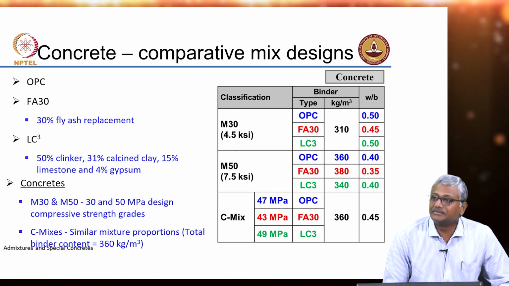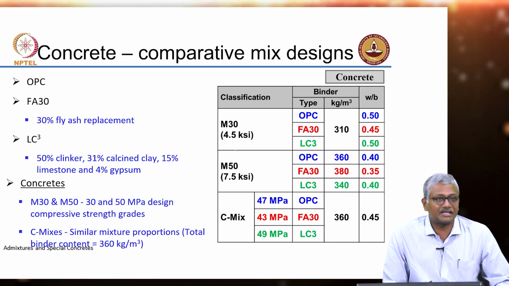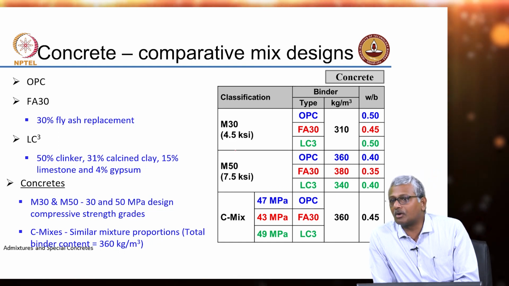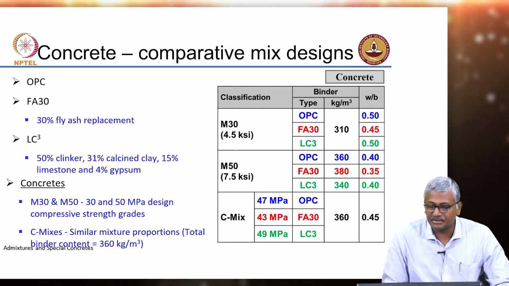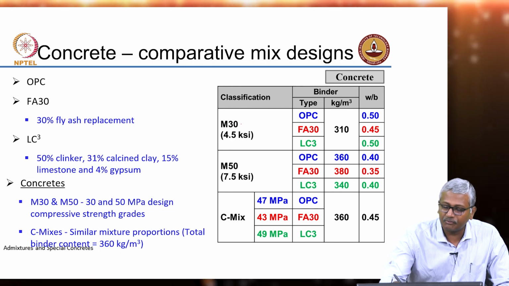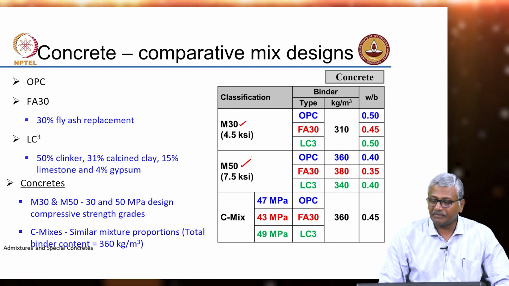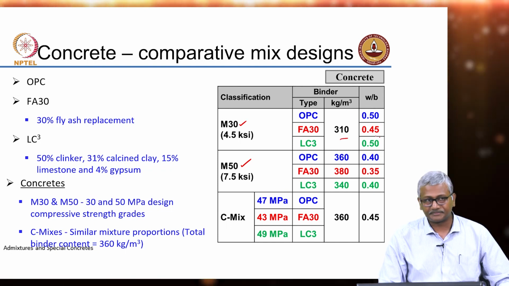So, we can do all kinds of studies on paste and mortar, but the real performance obviously has to be tested in concrete. And as I said earlier, it is always important to compare concrete at equivalent strength grades. So, that is how we designed this set of concrete mixes. So, we designed for M30 concrete and M50 concrete as 2 different strength grades, and we adjusted the binder content and water binder ratio to get that strength at 28 days.